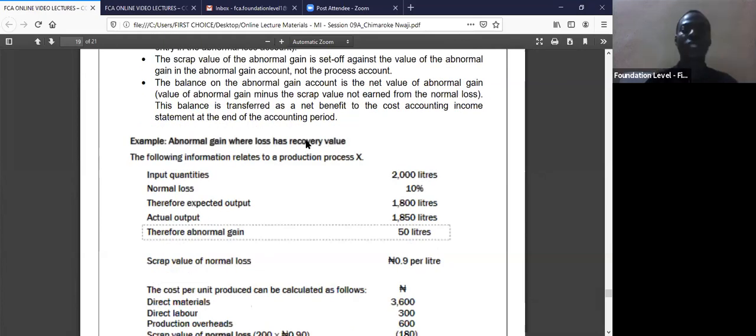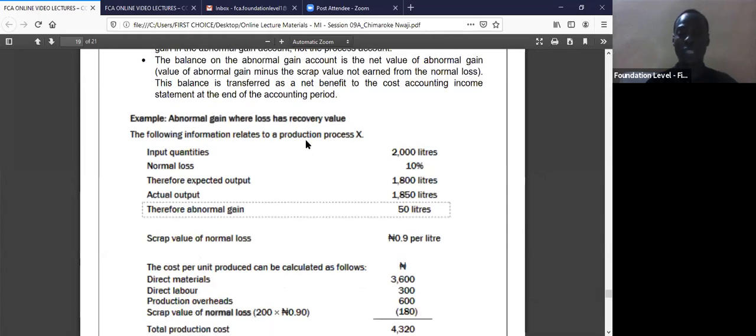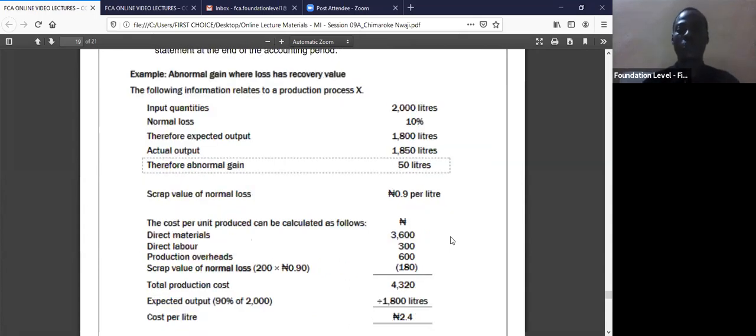The following quantities relate to production process X. So how do we know we have an abnormal gain? The actual output is more than the expected output. Yes, there's a normal loss, but there's also an abnormal gain. So you cannot have an abnormal gain and abnormal loss. It's impossible. So what do we do?